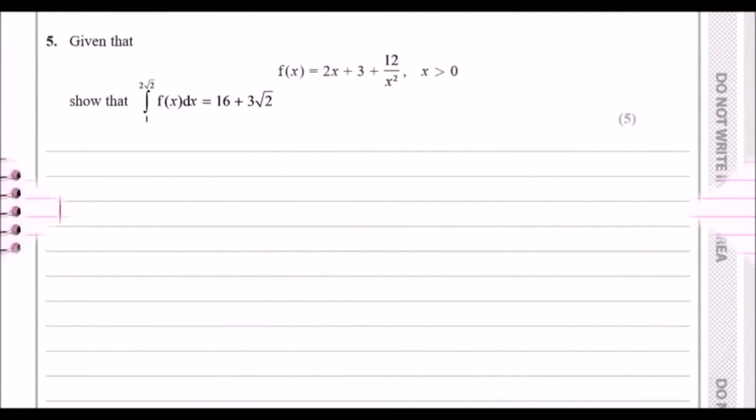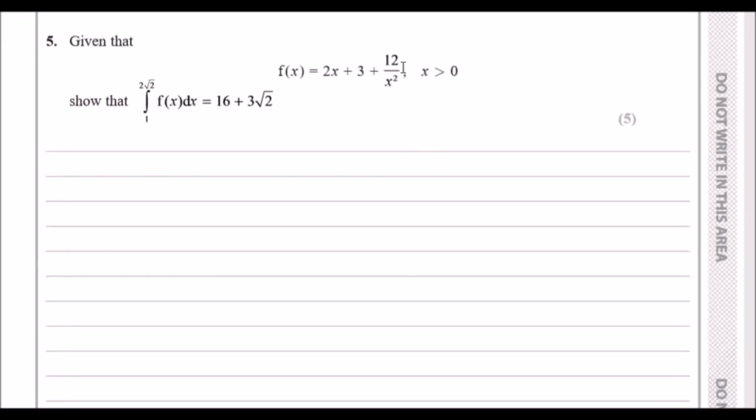And, okay, number 5. Given that the function equals 2x plus 3 plus 12 over x squared, where x is greater than 0, show that when you integrate this function with these set limits, 1 to 2 root 2, you get this exact answer here. Now to integrate, you firstly have to make sure that all your terms are x terms on the baseline and there are no fractions and so forth.